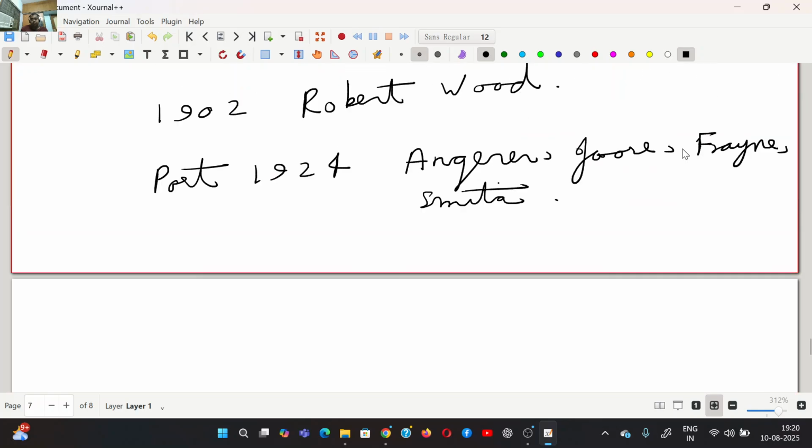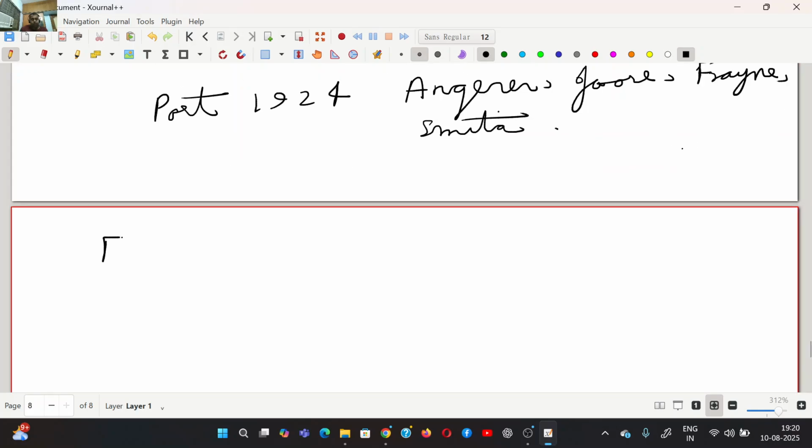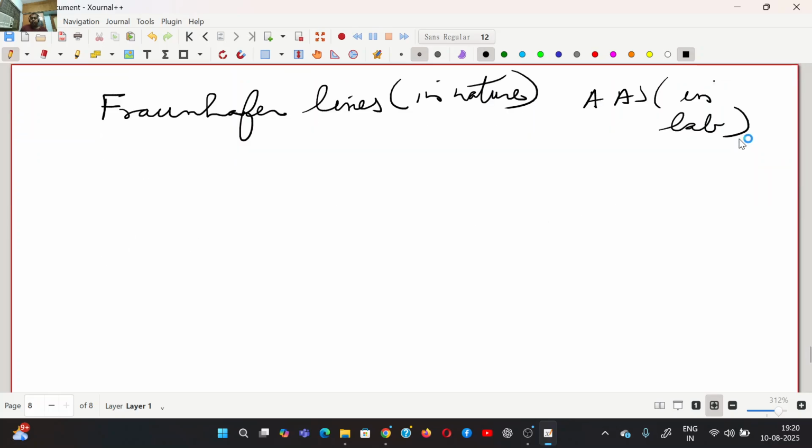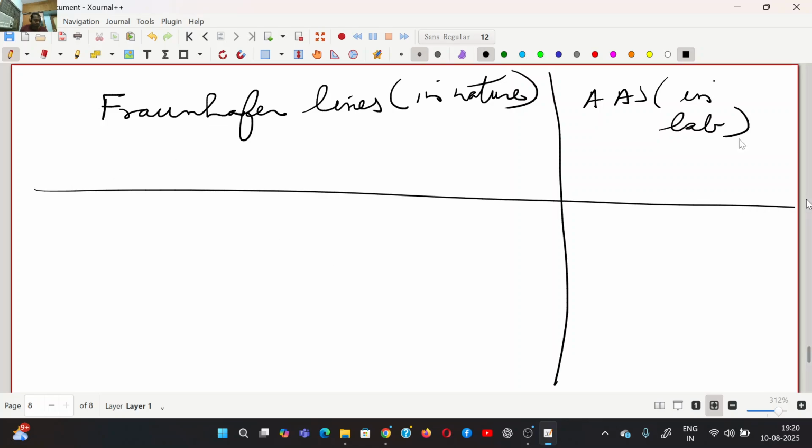So I'll just do a comparison between Fraunhofer and AAS. So in nature, they are observed as Fraunhofer lines. Nature meaning in sunlight. So I'll just write the analogy between these two.